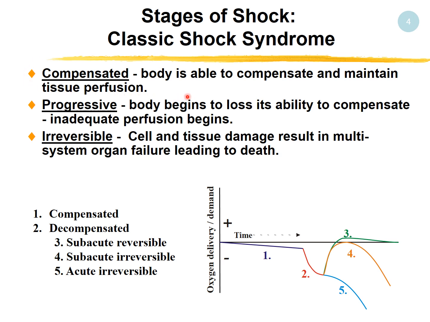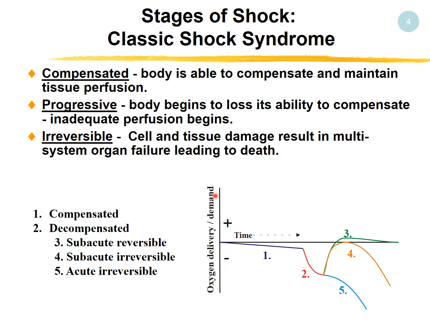First of all, as mentioned, at the beginning we have a compensated phase. The body is able to compensate and maintain tissue perfusion. Now, what's going on during this compensatory phase leads to progression. The body begins to lose its ability to compensate, and finally inadequate perfusion begins. And this inadequate perfusion leads to the irreversible phase, where cell and tissue damage happens and results in multi-system organ failure, and this is what leads to death.